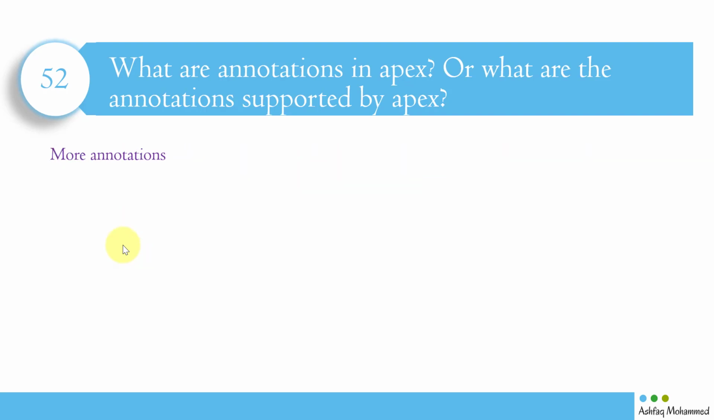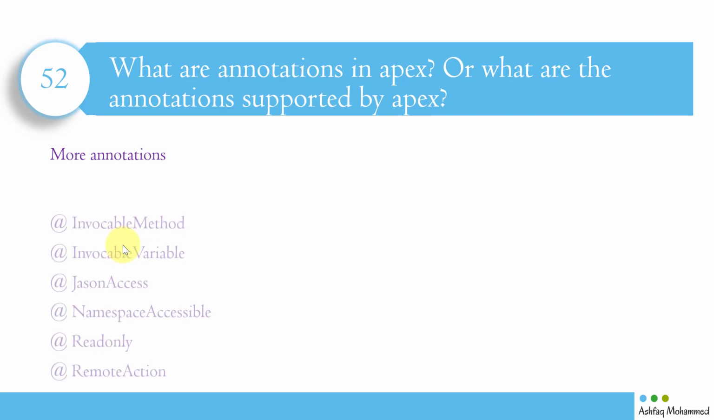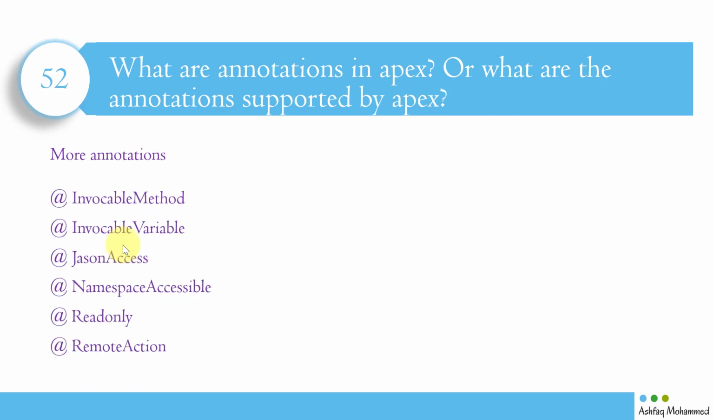Okay, cool. These are more annotations which we might not go into detail on, but it's good to memorize a few of them: InvocableVariable, JsonAccess, NamespaceAccessible, ReadOnly, RemoteAction.